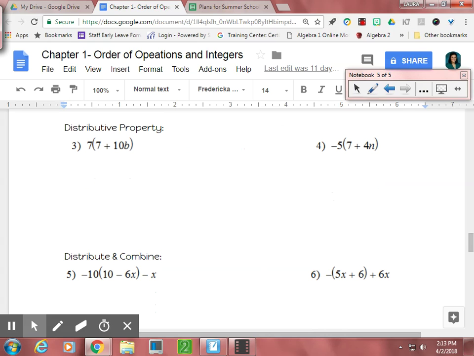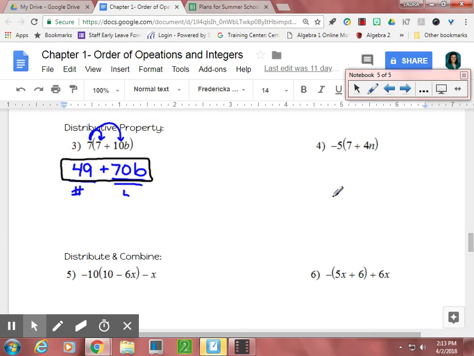Okay, distributive property. So distributive property means to take this and to distribute it to all parts of the equation. So what I have here is 7 and 7, so that gives me 49. And then this 7 is going to go out and meet the 10b, and I'm going to multiply those to get 70b. Now, I have to look and see if I can combine those. Well, this one is numbers, and this one is letters, so they can't be combined because they're not the same. So this is my final answer.